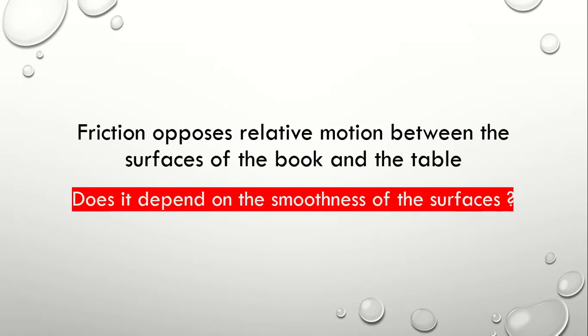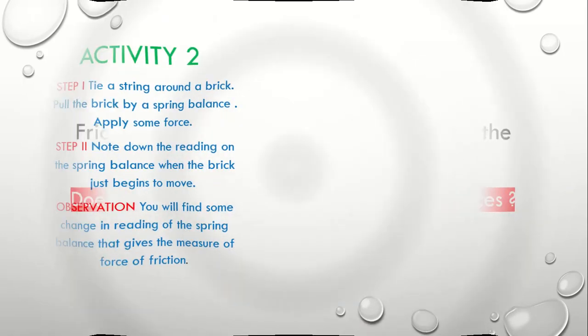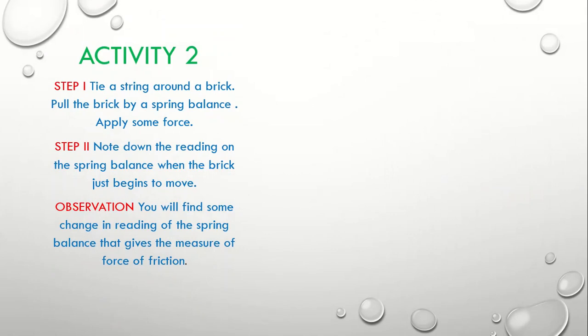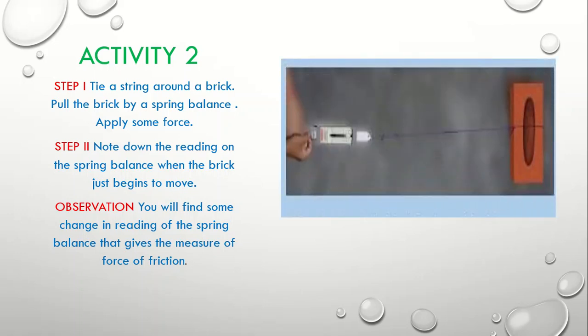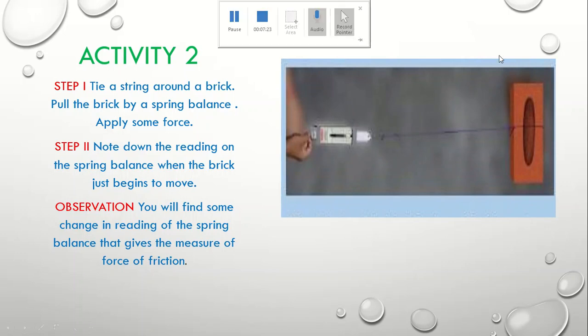Now, again there is a question for you. Does it depend on the smoothness of the surfaces? Let us find out. To find this out, we need to do another activity, activity number 2, and here is the figure. You can see there is a brick which is tied with a thread, and the other end is fixed to a spring balance. Now you must be thinking, what is a spring balance?